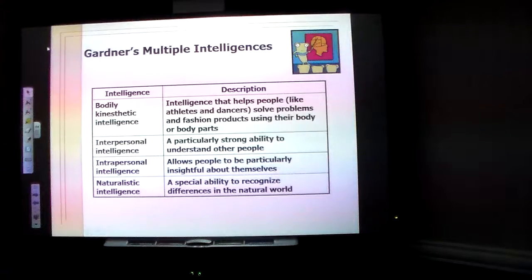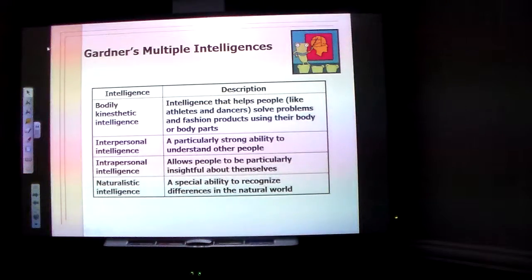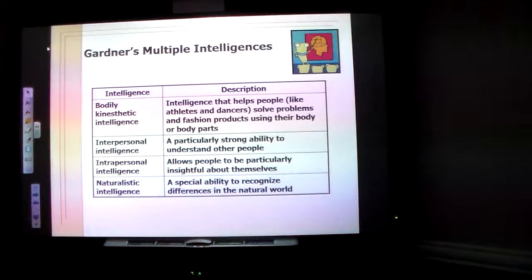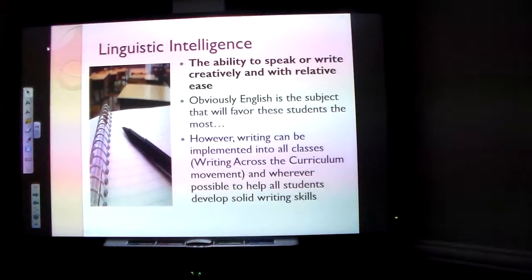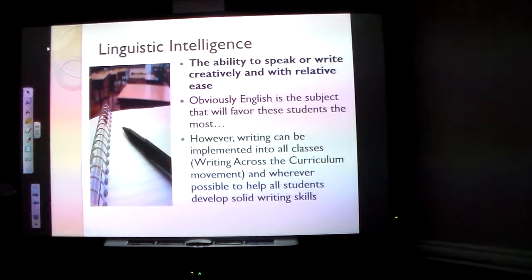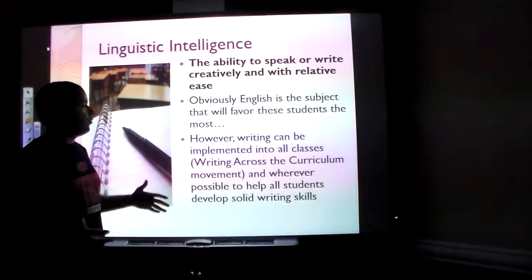So now we will engage these theories a little bit more and talk about the intelligences in form of what they are and what they offer. So the notion of linguistic intelligence is the ability to speak or write creatively and with relative ease. English is the subject that favors these students the most. Pretty much everything that they do is geared towards writing in English, or reading, but reading related to writing.